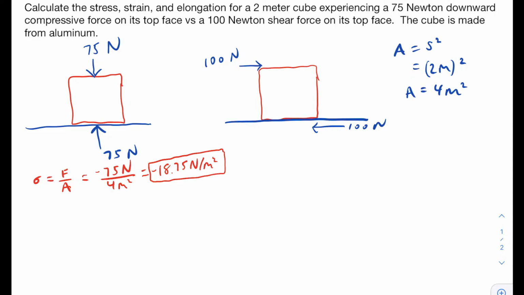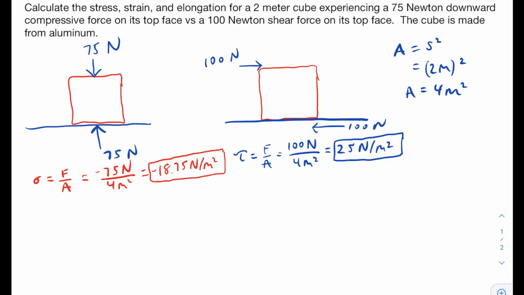We can use a similar formula to find the shear stress in the second scenario. This is just simply the applied force divided by the area of the top face of the cube. Plugging in the corresponding values, we can find that the shear stress is equal to 25 newtons per meter squared.